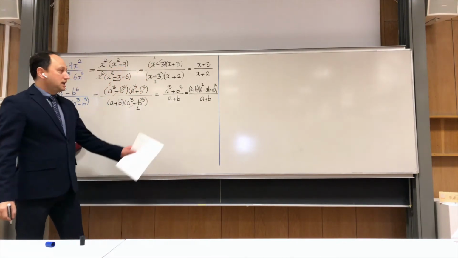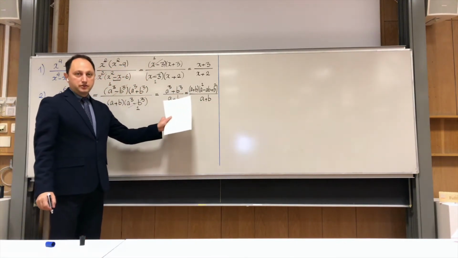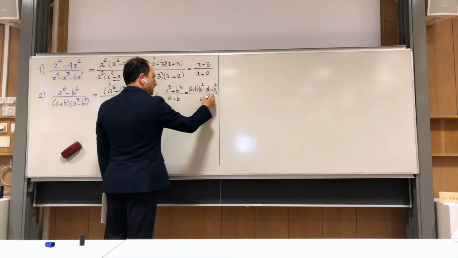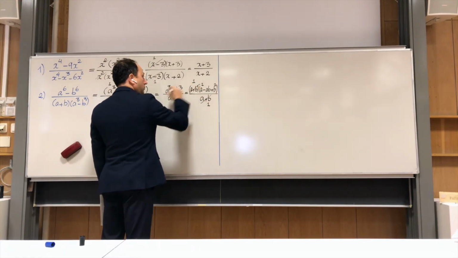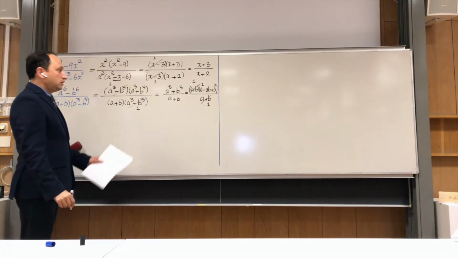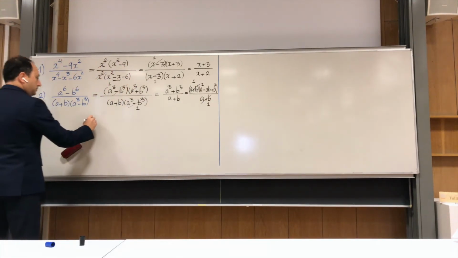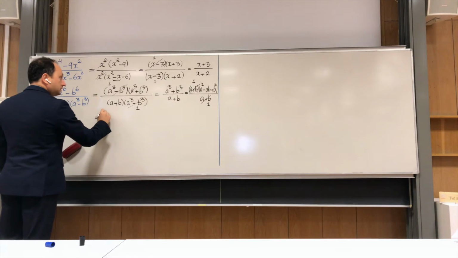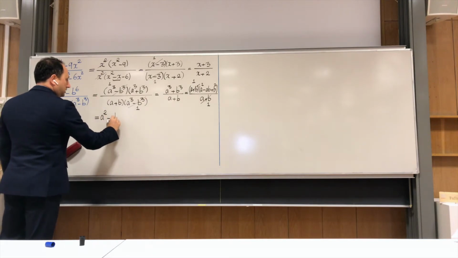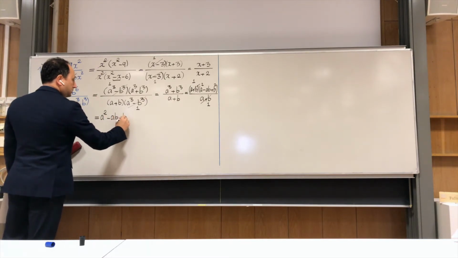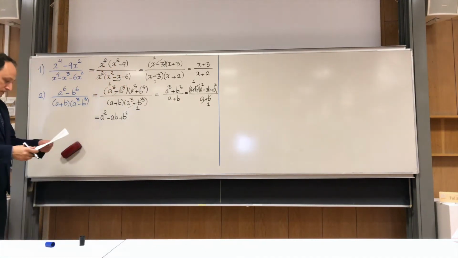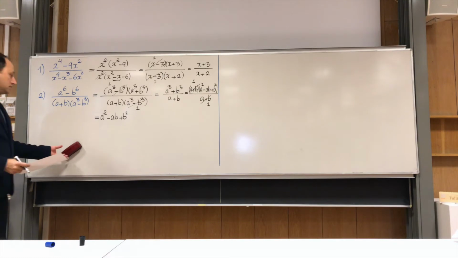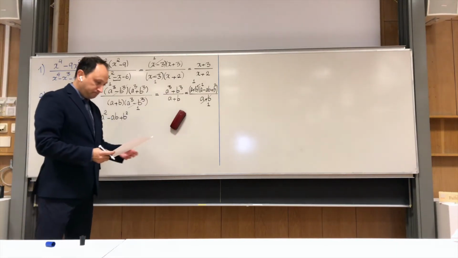But now you can see another common factor emerges between numerator and denominator. So I can simplify that, it becomes 1. I can simplify that, that also becomes 1. Then what is left for me is just a squared minus ab plus b squared. The denominator is 1, but I don't write it. So that is the simplified version of this fraction.